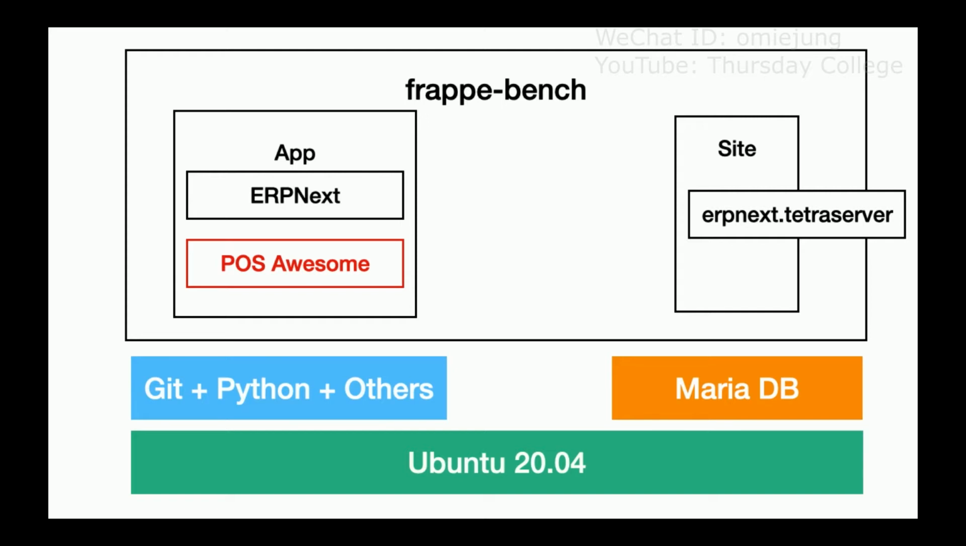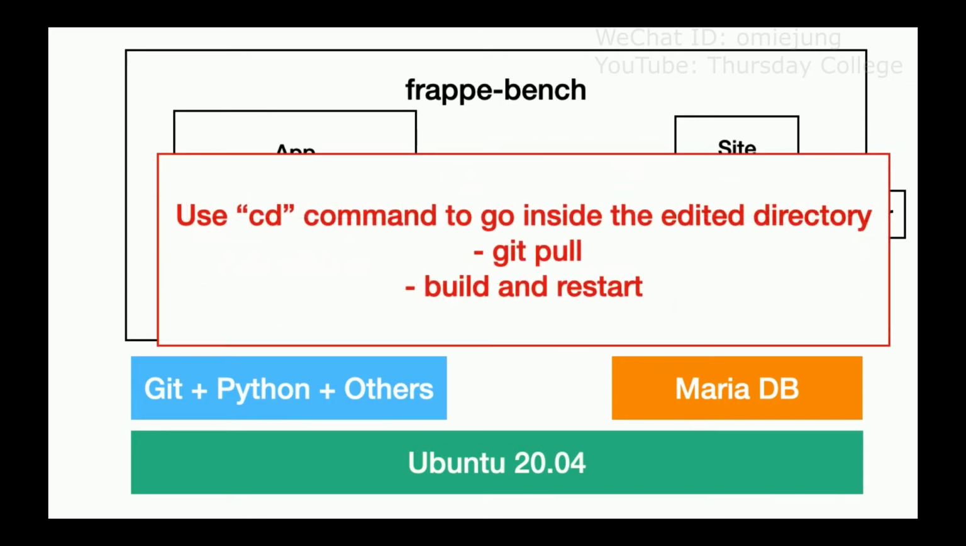So what you're going to do is update on the GitHub. Right now we have the source code on the GitHub already, so you go to the terminal and use the cd command to go inside until you reach the directory that you edited, and then you run git pull. Right, and then it pulls the data from the GitHub to the server. And then you build and restart, and that's it.